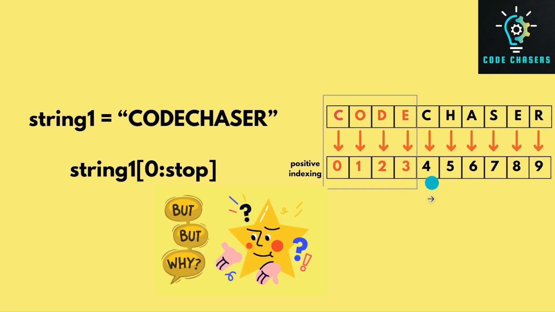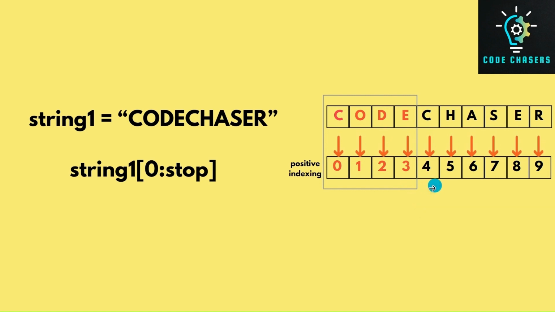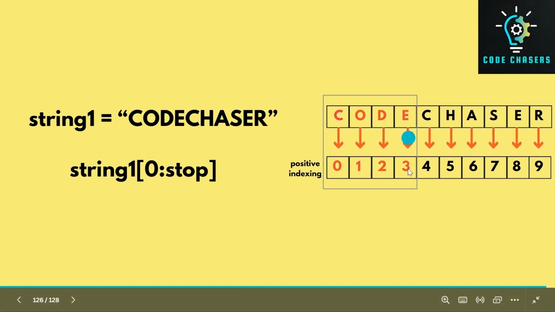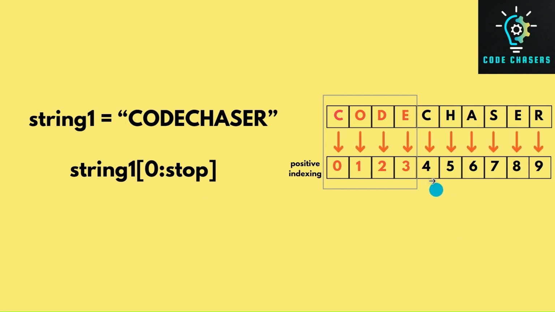Hey Madhu, why not 3? Why is it 4? Because the stop parameter, as I have discussed in earlier videos, is exclusive. That means the index which we provide in the stop parameter is not included. The Python interpreter will include only up to the index which is 1 before the stop parameter. So if we want a slice up to index number 3, we need to give index number 4 so that the Python interpreter will consider the slice up to index number 3.